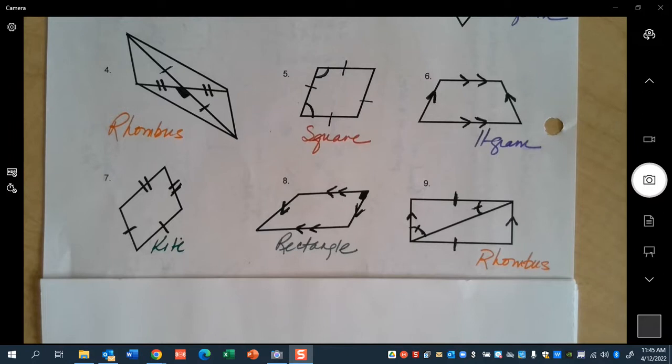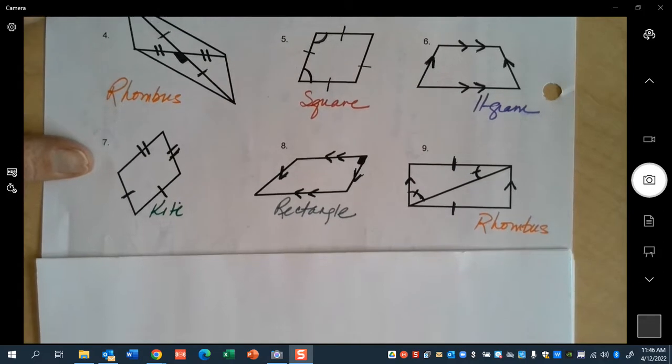This one's got to be a rhombus because my diagonals are bisected. If I know that these 2 angles have to be congruent, then I know that this one and this one have to be the same. Therefore, I get a bisected diagonal. Therefore, I get a rhombus.